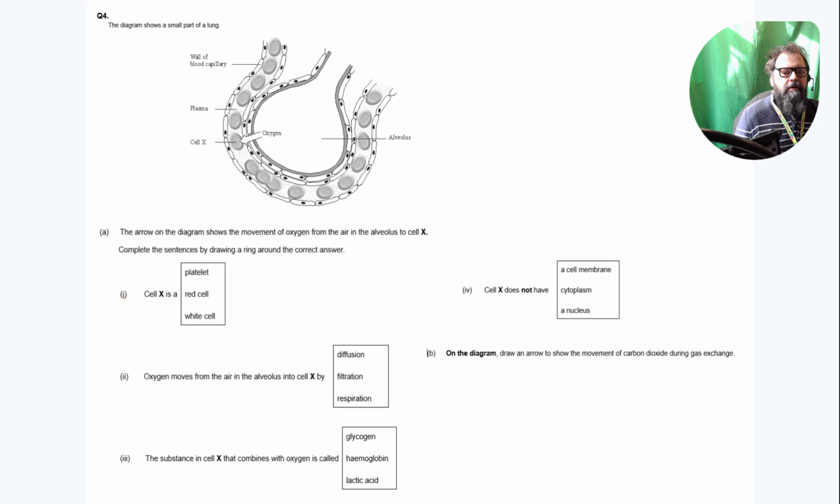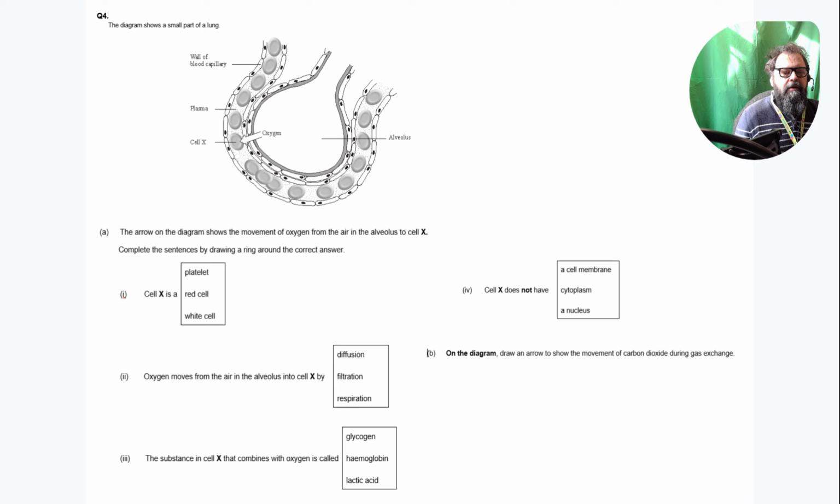The final part of this question asks you to draw an arrow to show the movement of carbon dioxide during gas exchange. So it's important to show the direction. That's why you're drawing an arrow, and the carbon dioxide is going to go out of the blood in the capillary and into the alveolus. So effectively the opposite of the arrow showing the movement of oxygen.